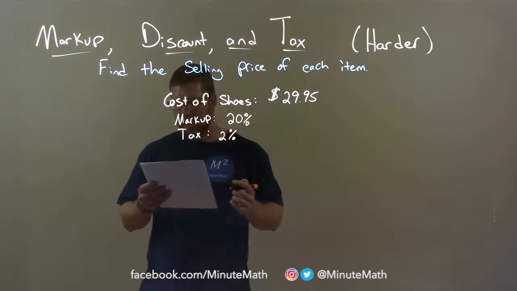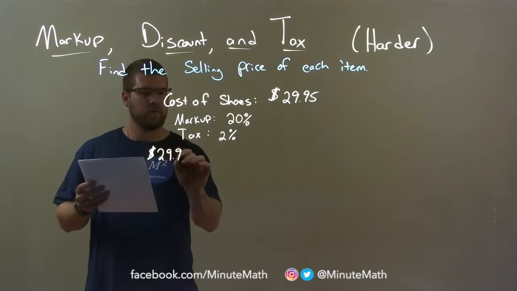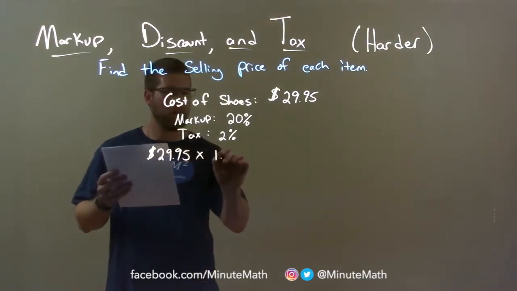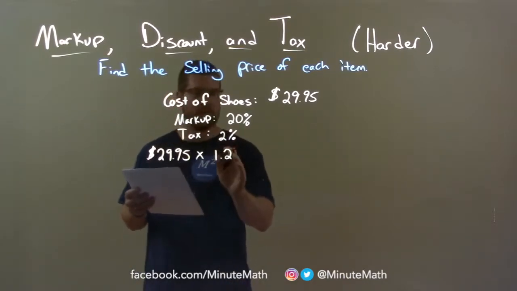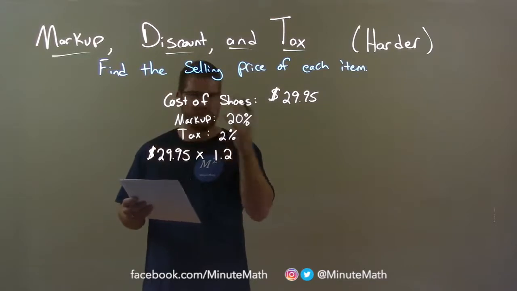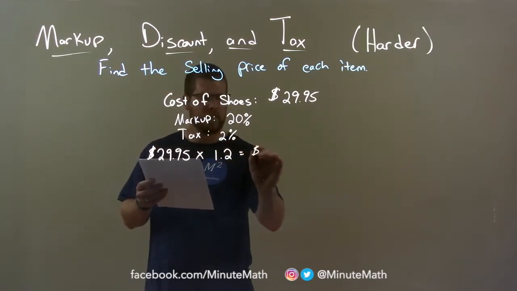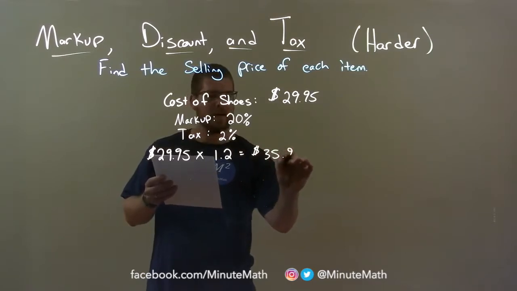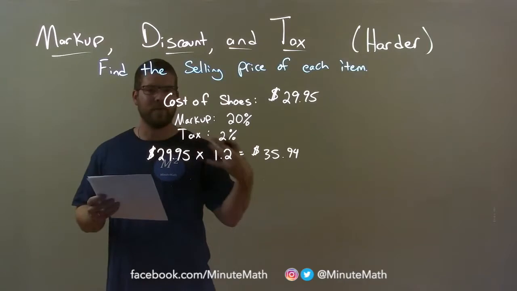Okay? We have $29.95 as the cost of those shoes, and we multiply that by 1.2. Okay? That shows a 20% markup. The 0.2 being that 20%, and 1 keeps the cost the same, right? The initial cost there. That comes out to be $35.94. Okay? Now we take that $35.94 and we apply tax to it.